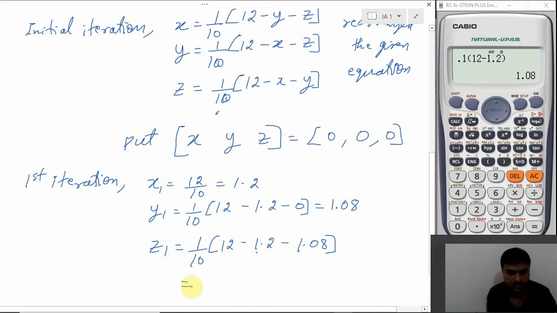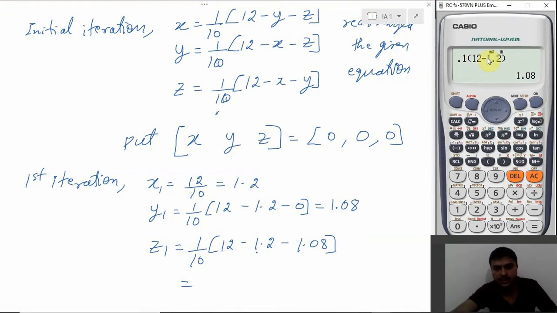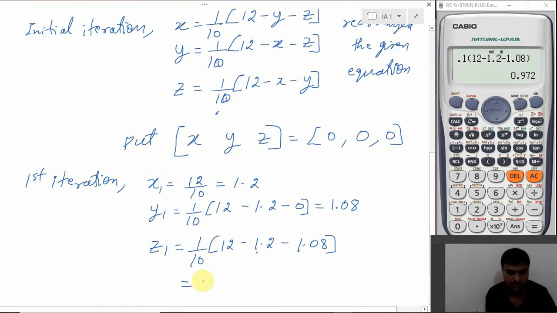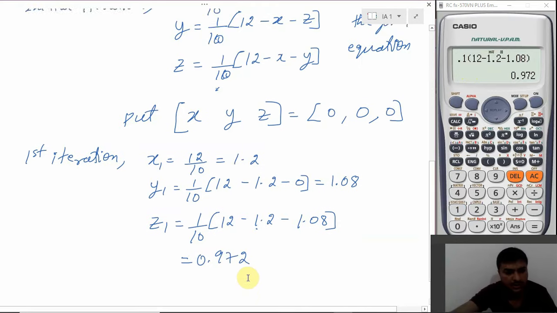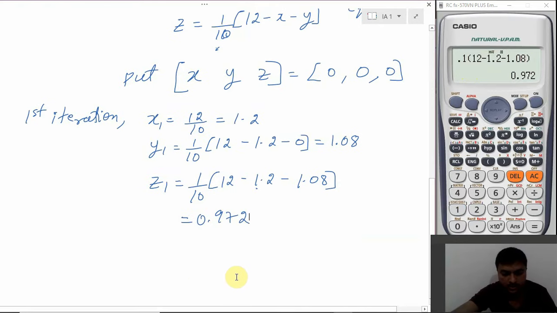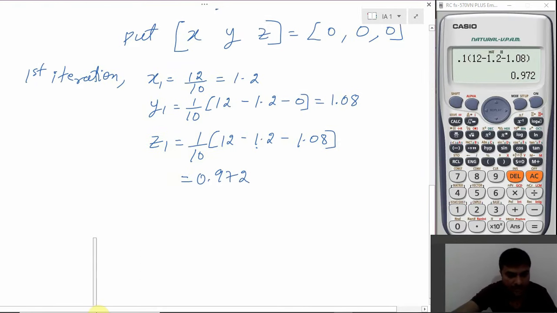Now I can just simplify this. So 1 divided by 10 is 0.1. So I will just take it here now. Keep it as it is, minus 1.08. That's it. Enter. That's the answer. Just substitute here. It is 0.972 is the answer. On the right hand side you can see on the calculator it's clearly given 0.972. That's it. So this process you have to continue till you get the repeated values.